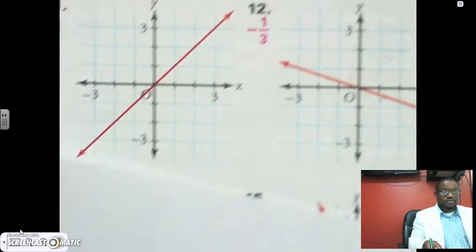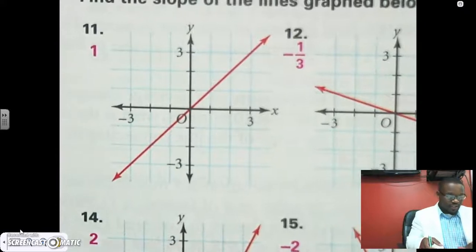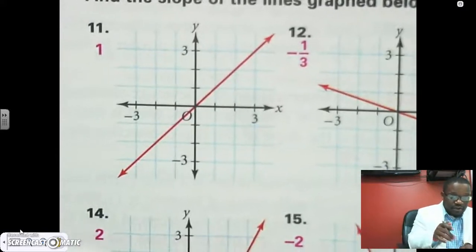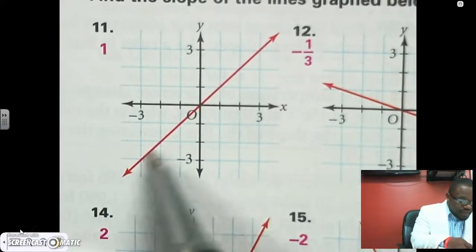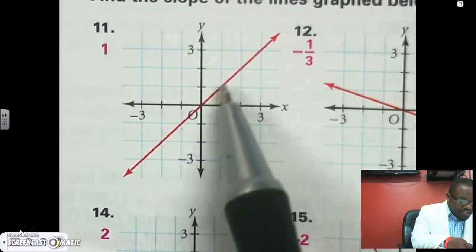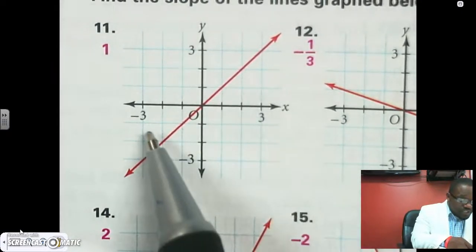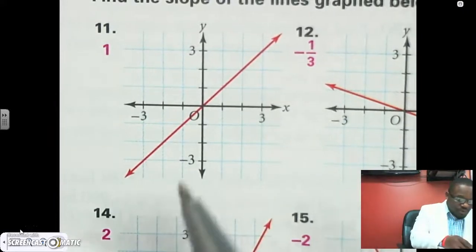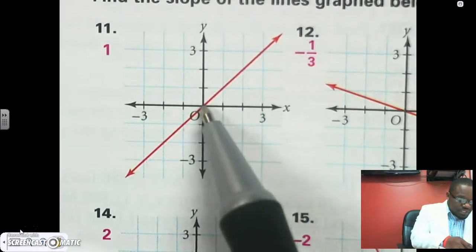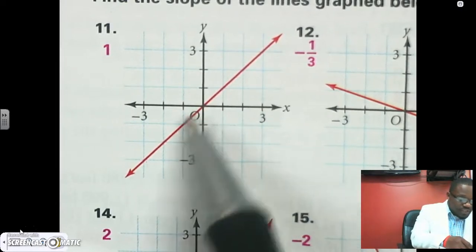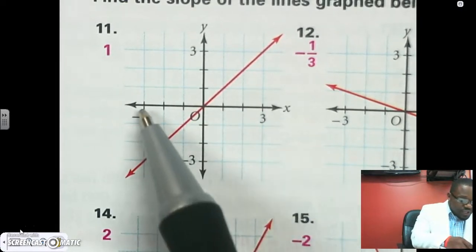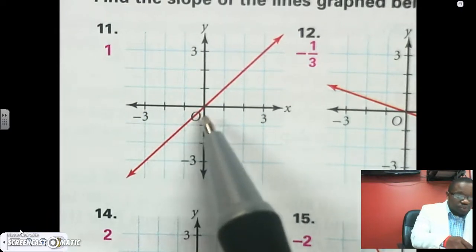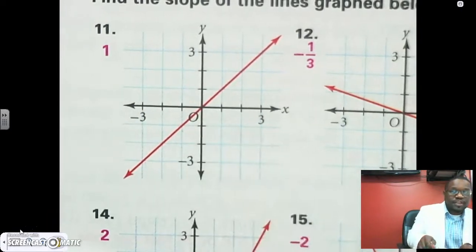If we shift over to look at number 11, you'll see that everywhere on here, there's a place where this line intersects in the corner. So if I count up 1 and to the right 1, that's 1/1, and that equals 1. What about if I started here and I wanted to stop here? It doesn't matter, just pick 2 points. So I count up 1, 2, 3 over 1, 2, 3. 3 over 3 is 1. So everything will be 1 in a situation like this.